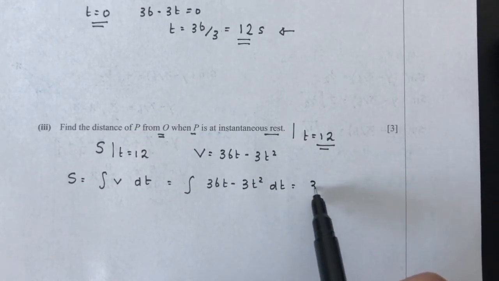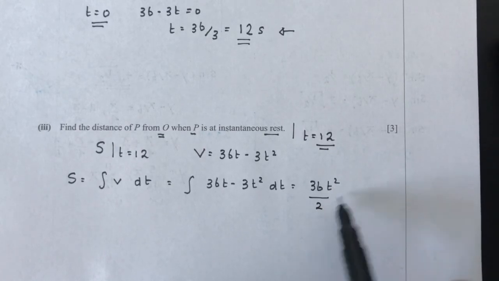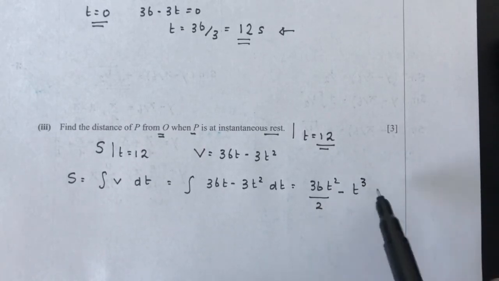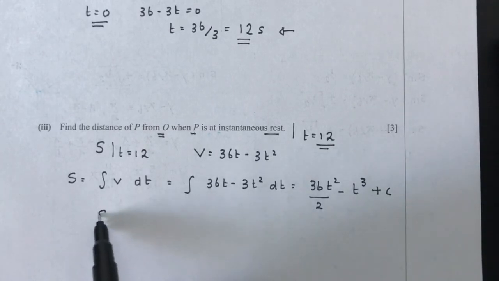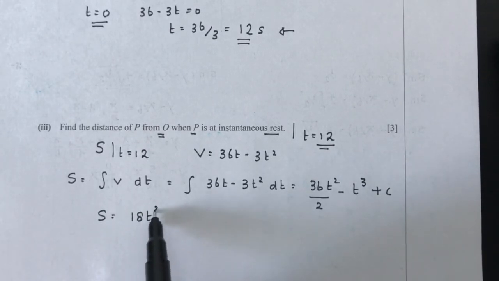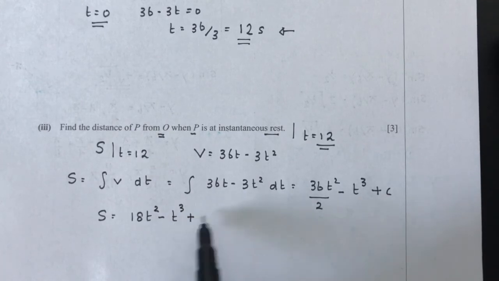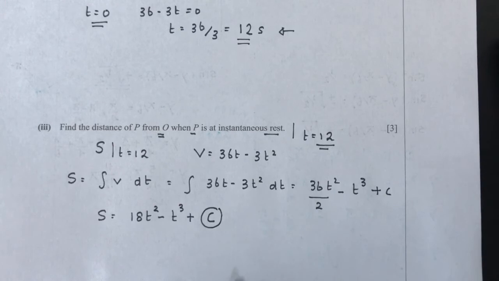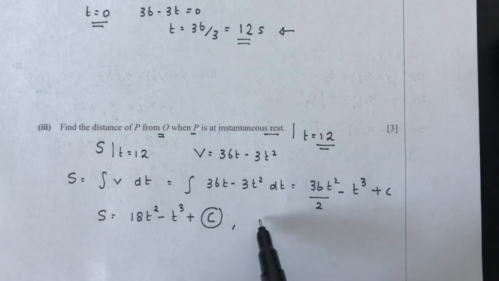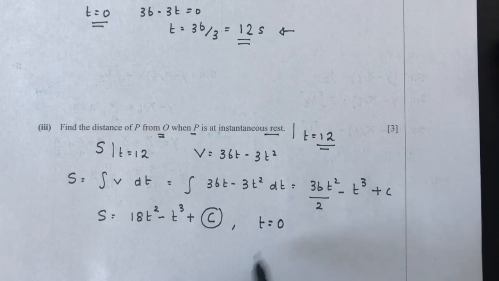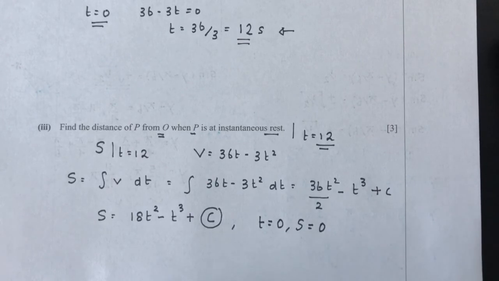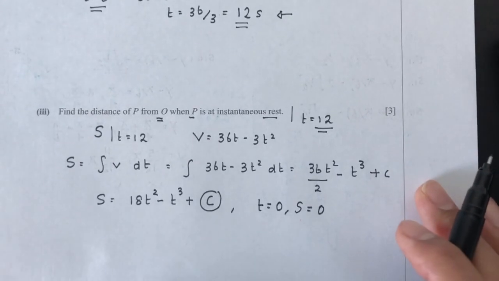That will be 36t squared divided by 2 minus t cubed, of course, plus c. So let's simplify. s will be 18t squared minus t cubed plus c. You have to find this value of c now. So how can you find that? You have to know that when t is equal to 0, initially the value of s will be 0. This is true for all the cases unless stated otherwise. Unless they tell you something about this, you have to know that it is always true. When t equal to 0, s has to be 0 as well.